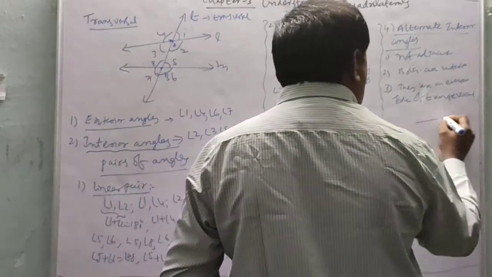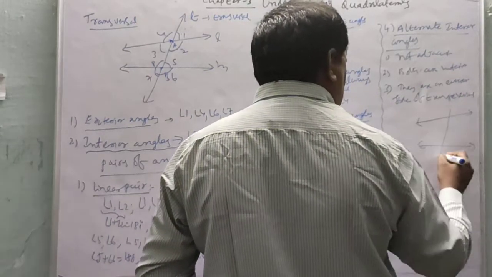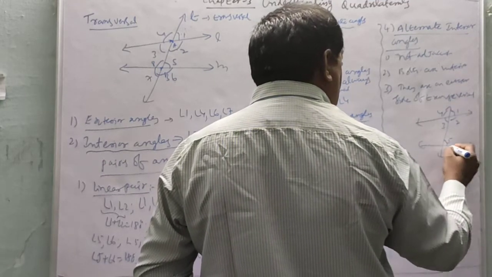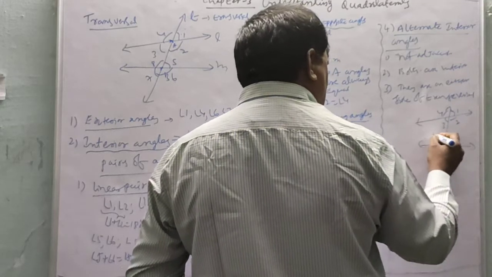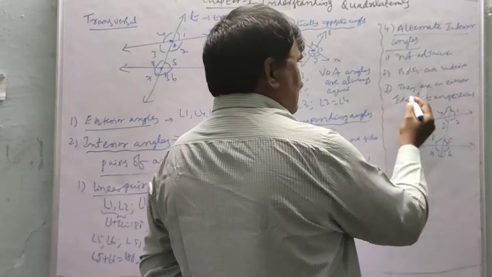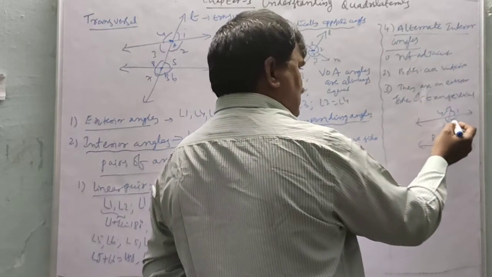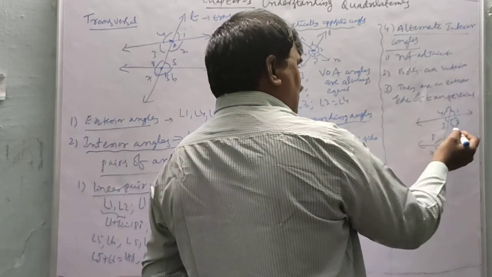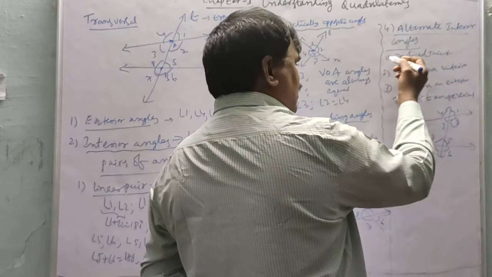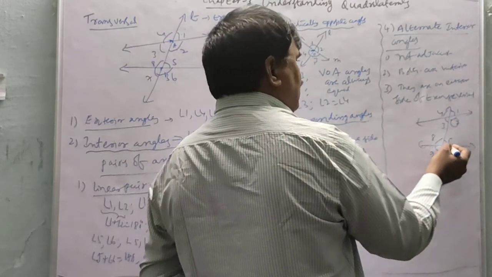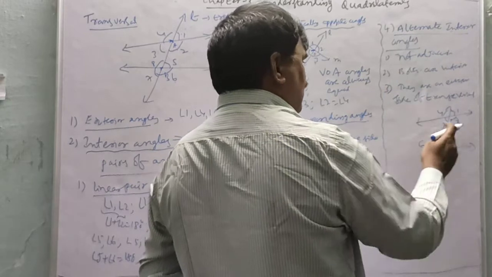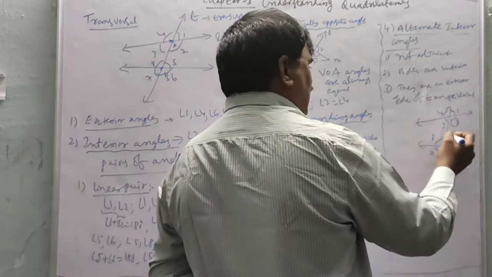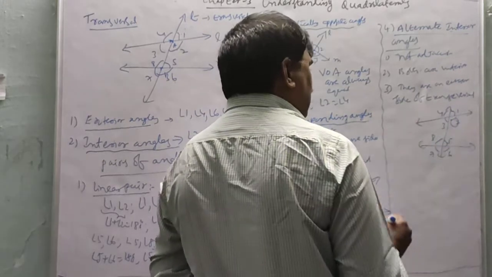Now I am taking the same example. 1, 2, 3, 4, 5, 6, 7 and 8. So what is the first condition? Not adjacent. So 1 and 2 are not. First of all, the name itself indicates interior angles. You have to check interior angles only. So 2 and 3, they are adjacent. So first condition failed. 2 and 5, they are not adjacent. First condition true. Both are interior. Second condition true. But the third condition, they are on either side. But 2 and 5 are on the same side. So 2 and 5 are not alternate interior angles.